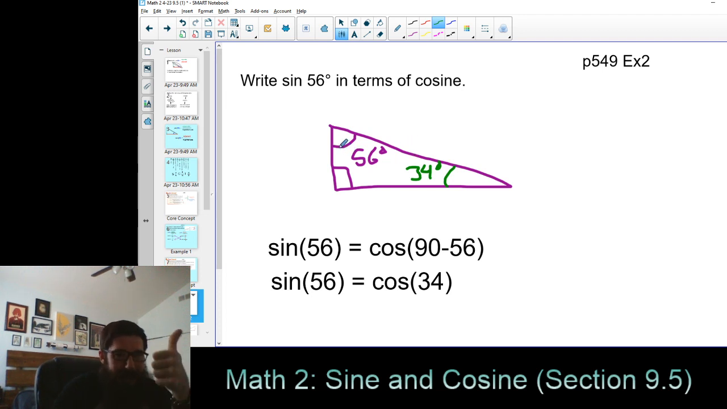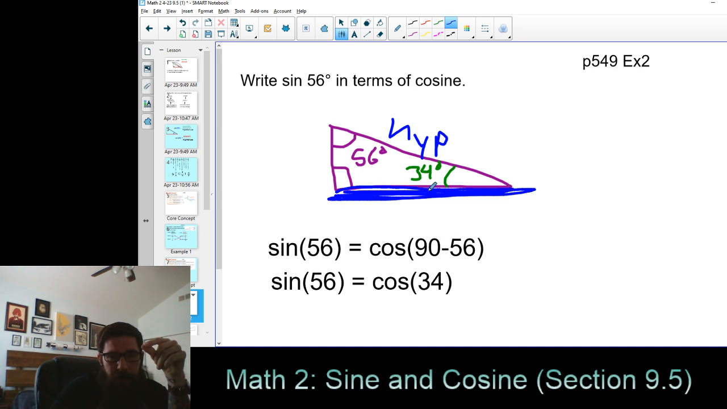Sine is relating the opposite over the hypotenuse. Well, the hypotenuse is always across from this right angle here. From the 56, the opposite is this side right here that I'm highlighting in blue. If I go to 34, what is that side now called? That becomes the adjacent side. Since both are divided by hypotenuse, sine's talking about the opposite, cosine's talking about the adjacent, but since we switch the angles, they're talking about the same literal side of the triangle, which is why this works.